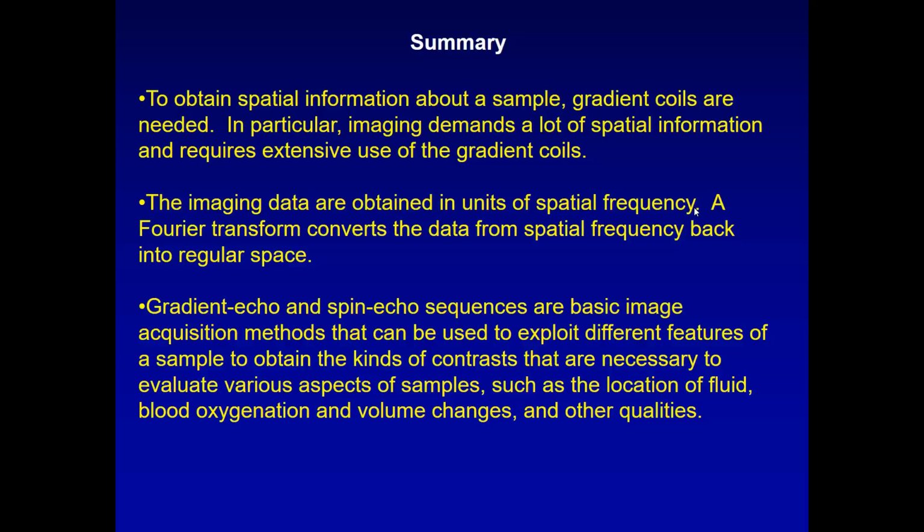Now, when it's in terms of k-space and you do a Fourier transform, the Fourier transform converts the k-space from spatial frequency back into regular space, so you get a picture. Gradient echo and spin echoes, those sequences are basic imaging methods. Many other sequences are derived from those, and they can be used to exploit different features of a sample to obtain the kinds of contrasts that we need for different purposes, clinical purposes, research purposes. Where is the CSF? How is the blood oxygenation changing?